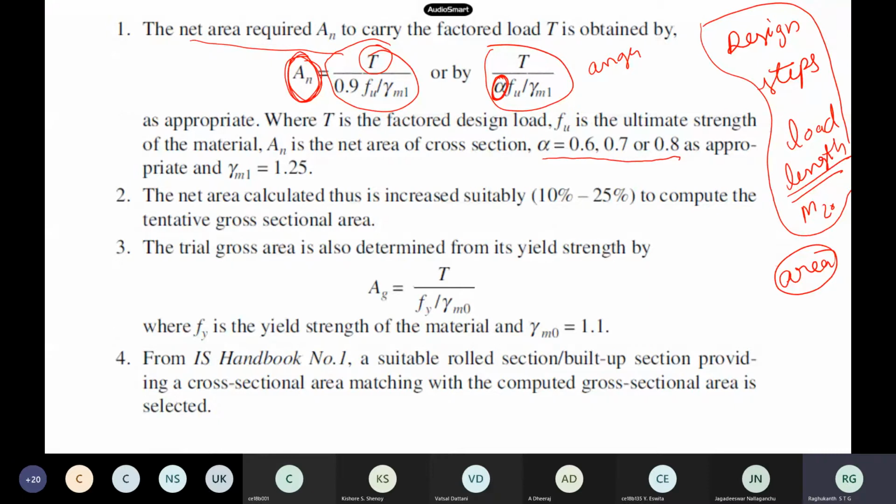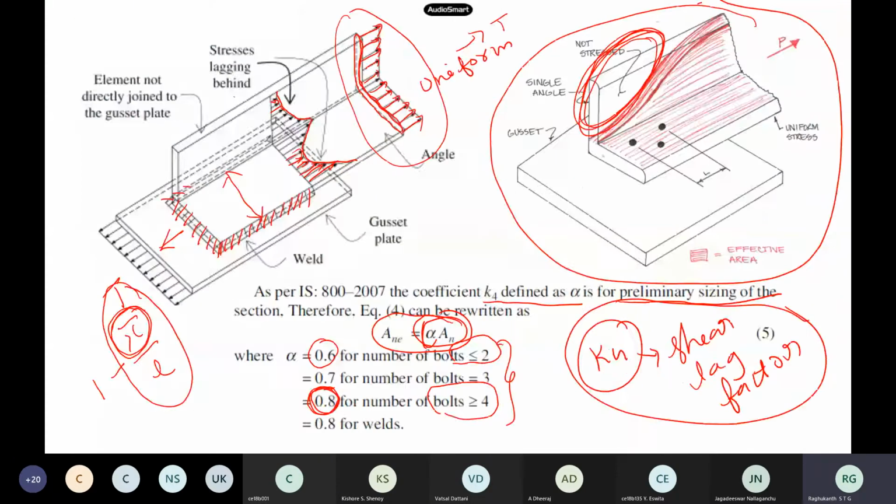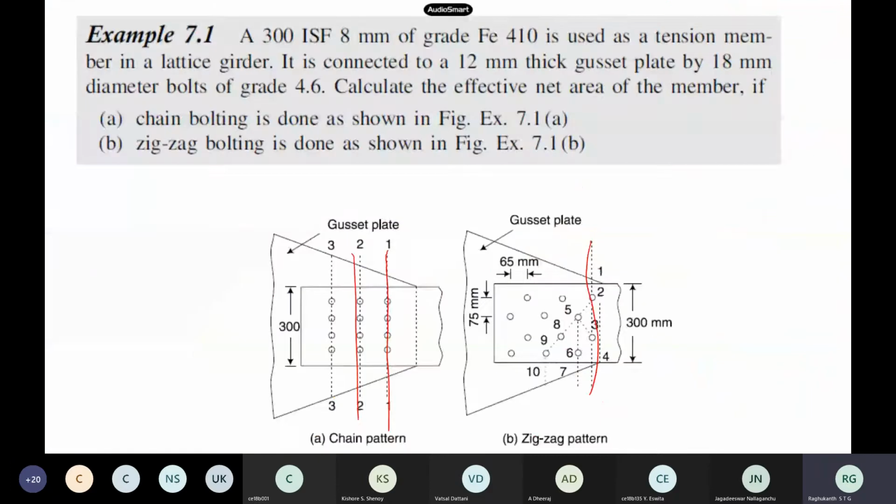International codes use 1 minus x bar by L. But our IS code gives you alpha 0.6, 0.7, 0.8, depending on the number of bolts. As the connection length increases, what happens to alpha? Connection length increases, what happens to alpha? Tends to 1. Tends to 1, and you remember the expression also, 1 minus x bar by L.